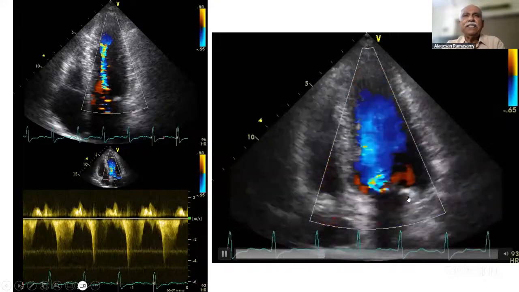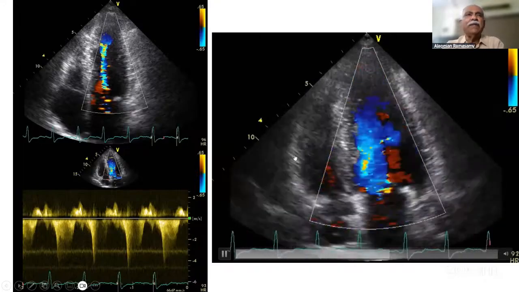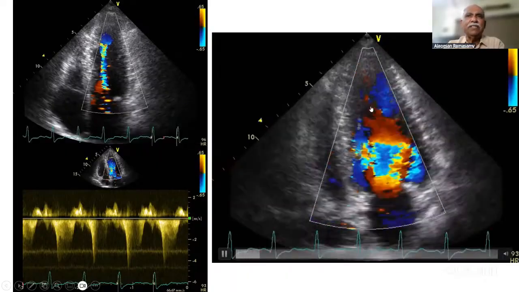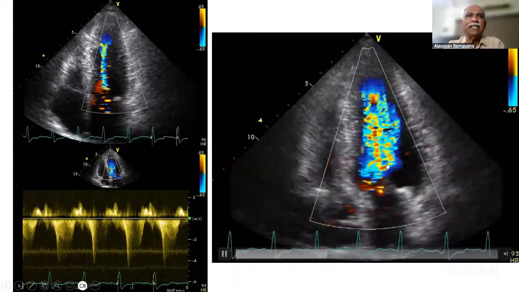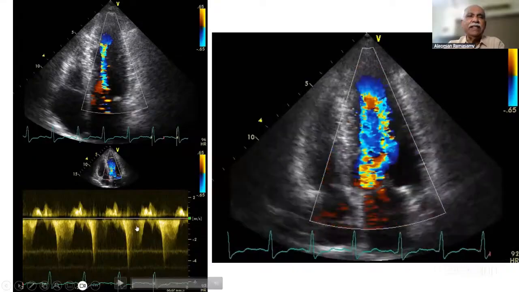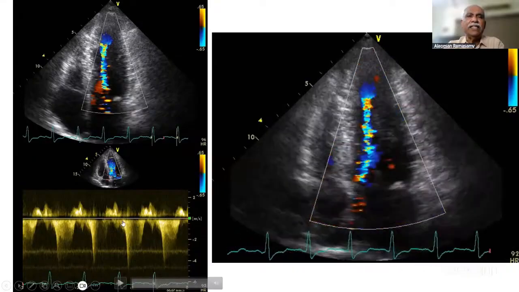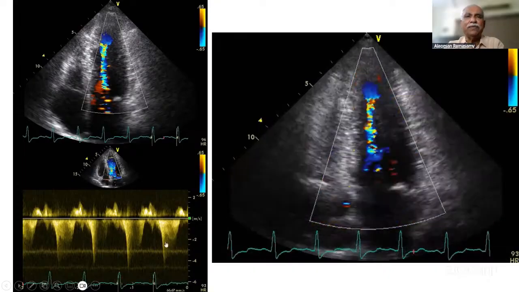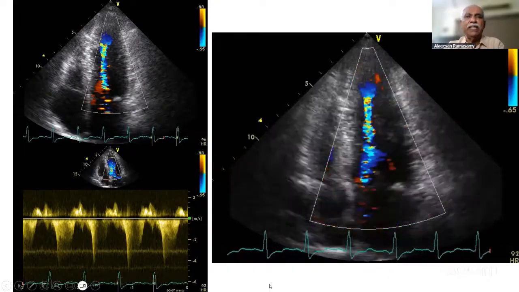Another type of obstruction which occurs in hypertrophic cardiomyopathy is the midventricular obstruction. You can see a significant midventricular obstruction. There is a mosaic pattern in the midventricle, and the Doppler pattern also has got a typical dagger-shaped pattern which occurs in left ventricular outflow obstruction, also occurs in midventricular obstruction.